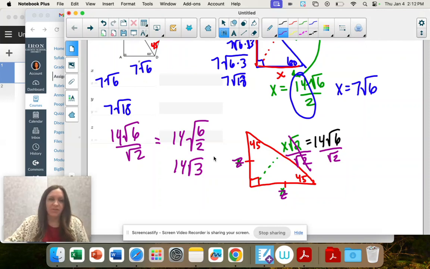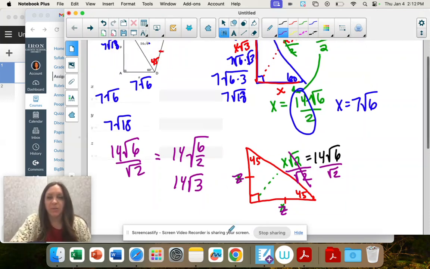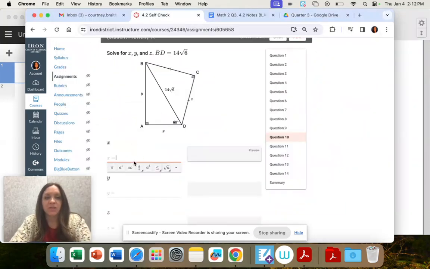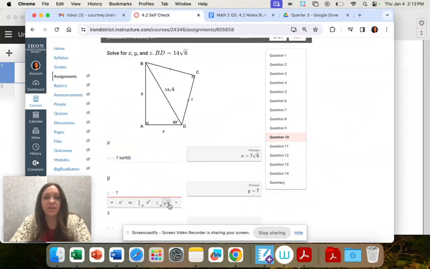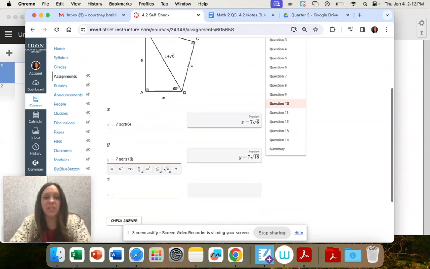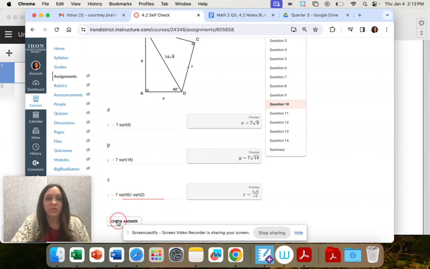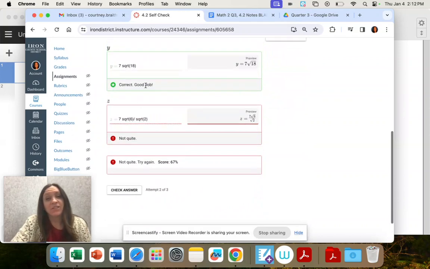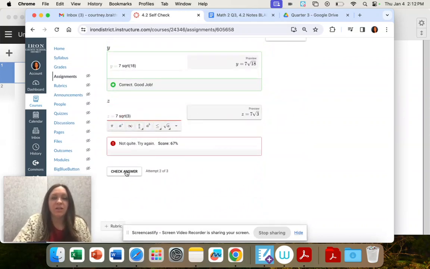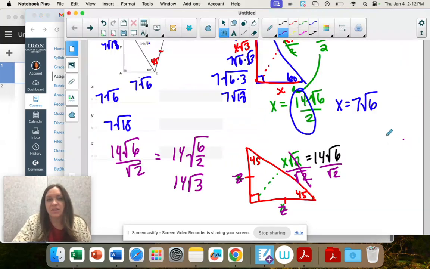So I'm going to see if it lets me type it in the first way or if I'm going to have to simplify it. So 7 square root of 6, 7 square root of 18, and then 7 square root of 6 divided by square root of 2. All right, so it's saying not quite. So I'm wondering if we have to do the square root of 3 to make it... Oh, it's because I was doing 7.